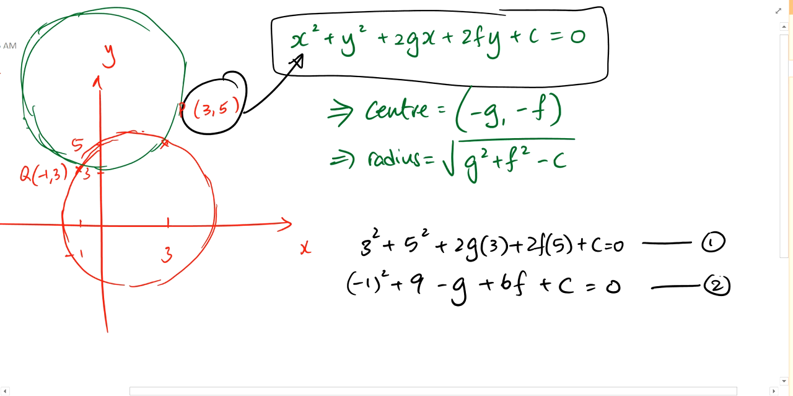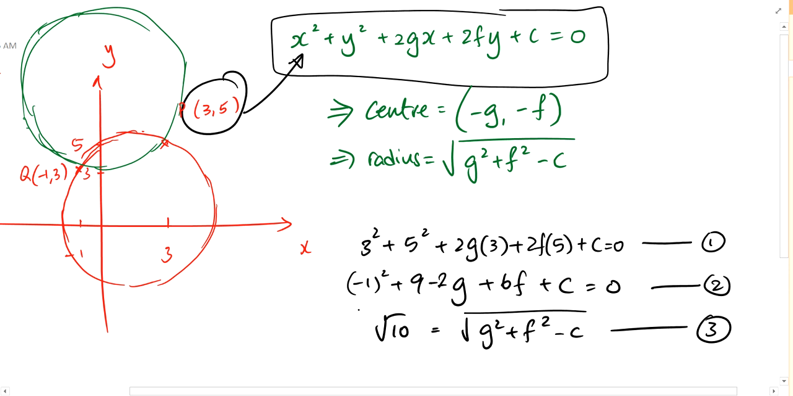Which one? This one or this one? -1 times 2g. Oh, yeah. Okay? Is this okay now? Okay, so this is equation number 2. There's one more piece of information we haven't used yet. What is it? Radius. Okay, how do we form an equation with the radius? Square root 10 equals to square root g square plus f square minus c. This is my equation number 3. So 3 equations, 3 unknowns, you can solve lah.